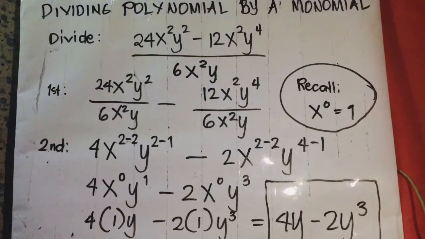Again, take note, in dividing a polynomial by a monomial, we have to follow two steps. First is to split the problem, and second is to always simplify using the quotient rule of exponents.